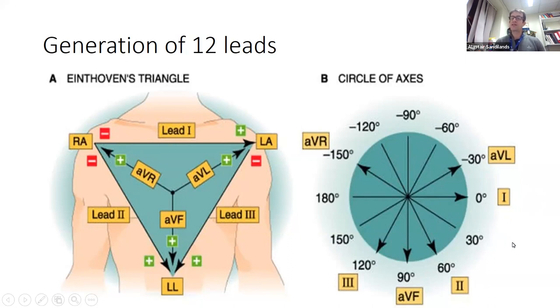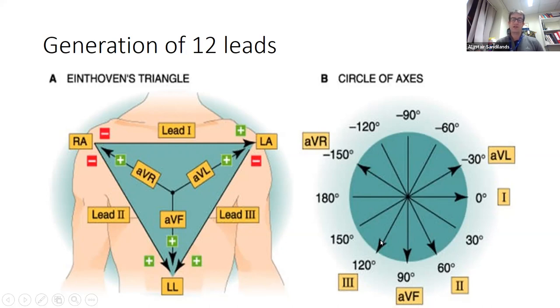So when we talk about axis deviation, if aVL is more positive, that means the wave of depolarization is going towards aVL, and that will be left axis deviation. If the wave of depolarization is going towards lead 3 as the most positive lead, then we have right axis deviation.